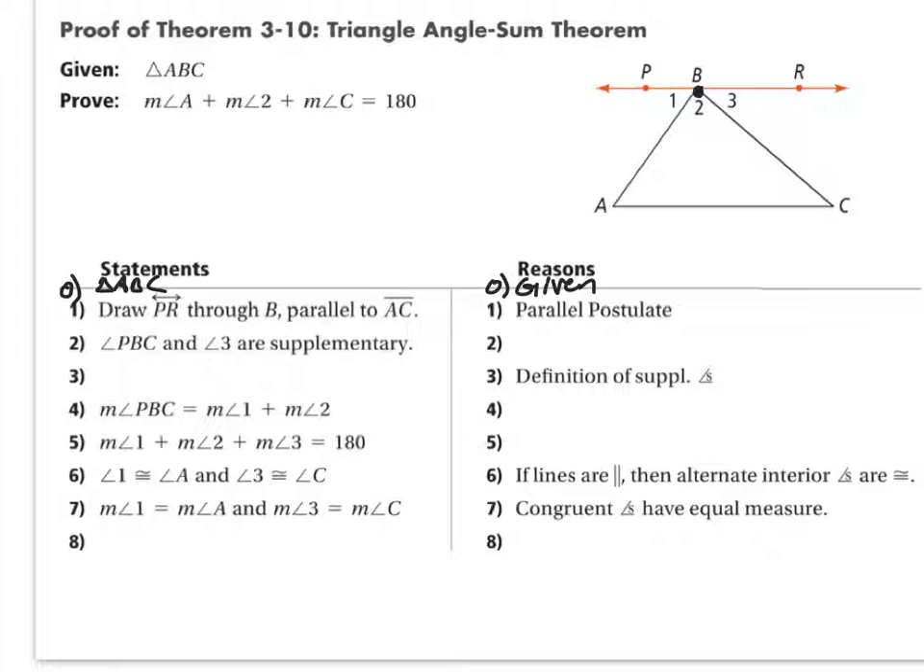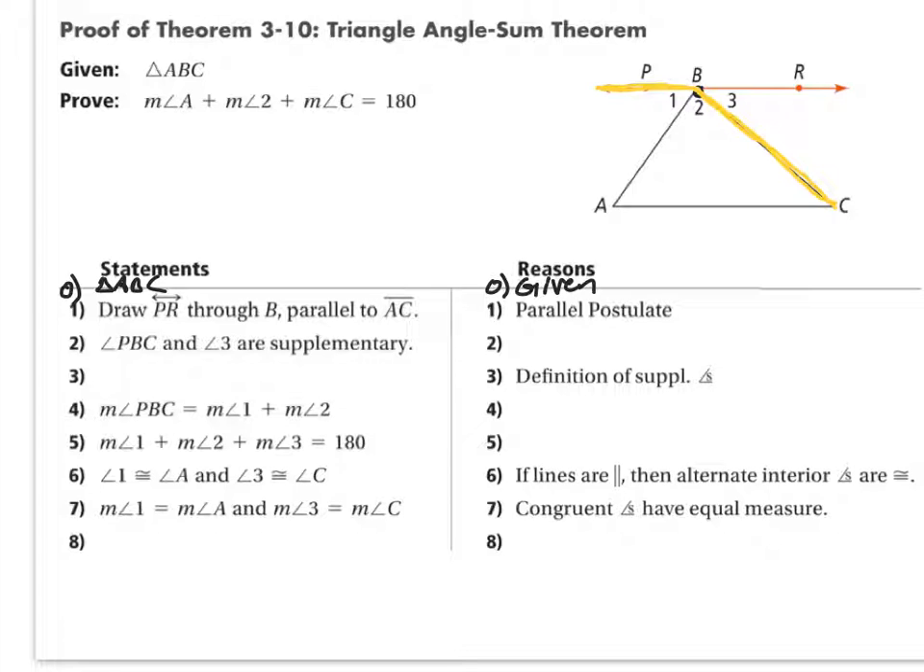Well, what they do next is they say that they know that angle PBC and angle 3 are supplementary. Let's take a look at those angles quick. So angle PBC is this angle here. There's angle PBC. And angle 3, they're saying, is supplementary to that. Why? What's our reason for that? How do we know that angle PBC is supplementary to angle 3?